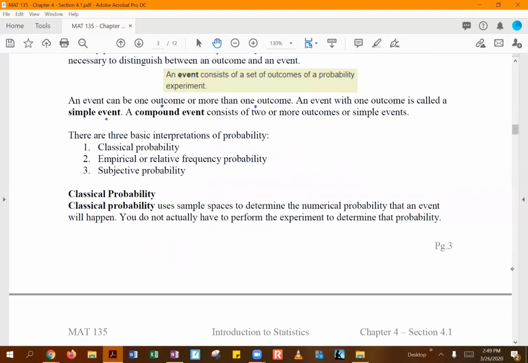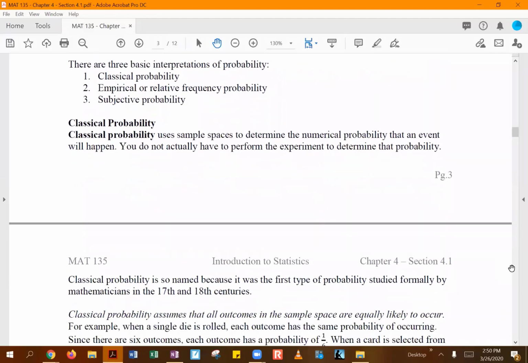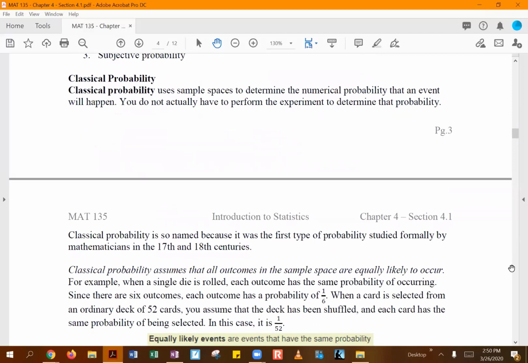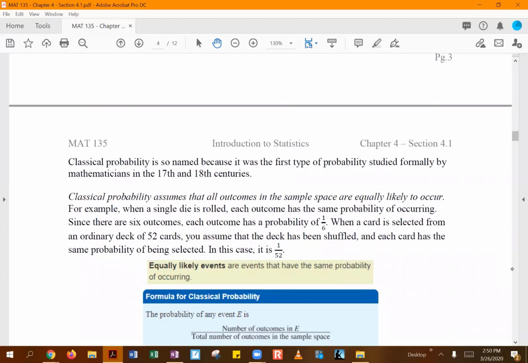Okay, so we're going to break our probability down into three basic interpretations. You've got classical probability, empirical or relative frequency probability, and then subjective probability. Let's start by talking about classical probability first. Classical probability uses sample spaces to determine the numerical probability that an event will happen. You don't actually perform the experiment to find this probability. Classical is named because it was the first type of probability that was formally studied.